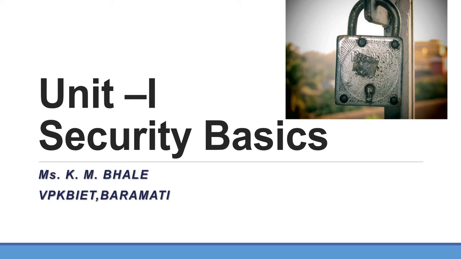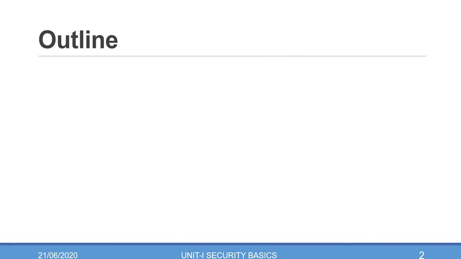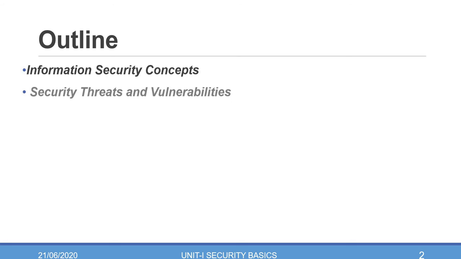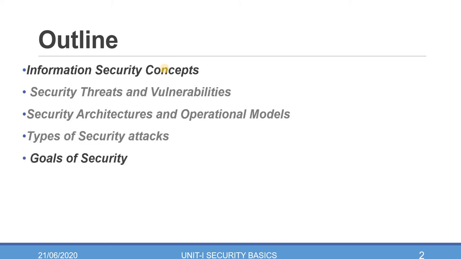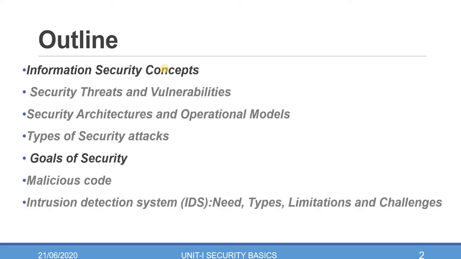In this particular unit, you are going to study the information security concepts. What is meant by information security? Security threats and vulnerabilities, security architectures and operational models, types of security attacks, goals of security, malicious code, intrusion detection system, its need, types, limitation and challenges. And lastly, the security and privacy. So these are the contents of the first unit.